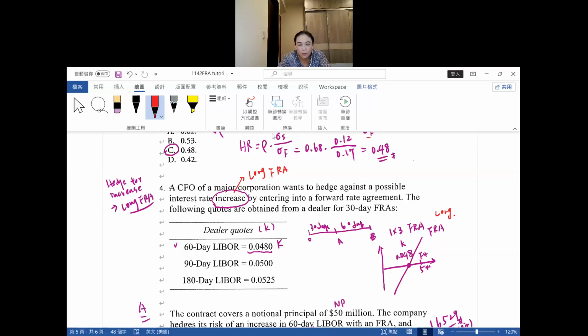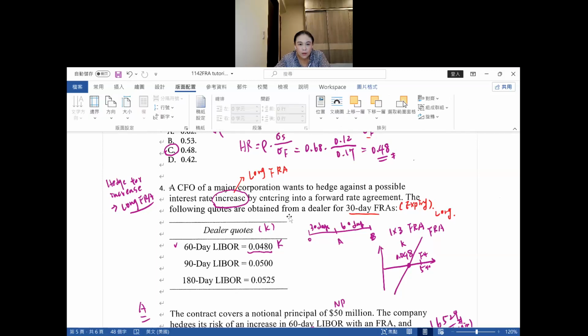So the firm is quoted by a dealer for 30 days FRA. So 30 day would be your expiration day, right? And then you have a different quotation, 60, 90, 180. So remember, that's the quotes 30 days after, okay? And then for the 60, 90, and 180. Take a look.